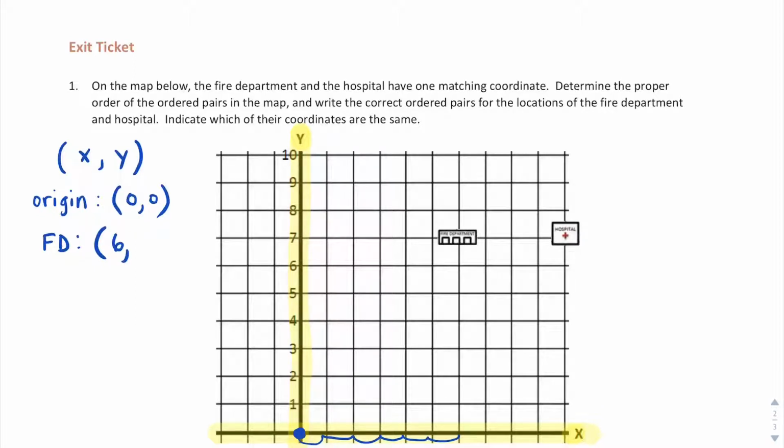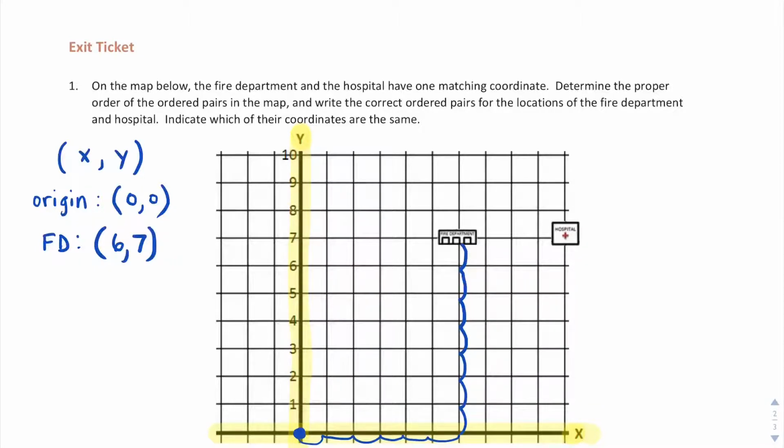That's where the y coordinate comes in. How far up is it? Might also be down. Y coordinates can be negative when we go down, but since the fire department is up, we are dealing with positive numbers, and counting this, it ends at 7. So its y coordinate is 7. Fire department is at coordinate 6, 7.